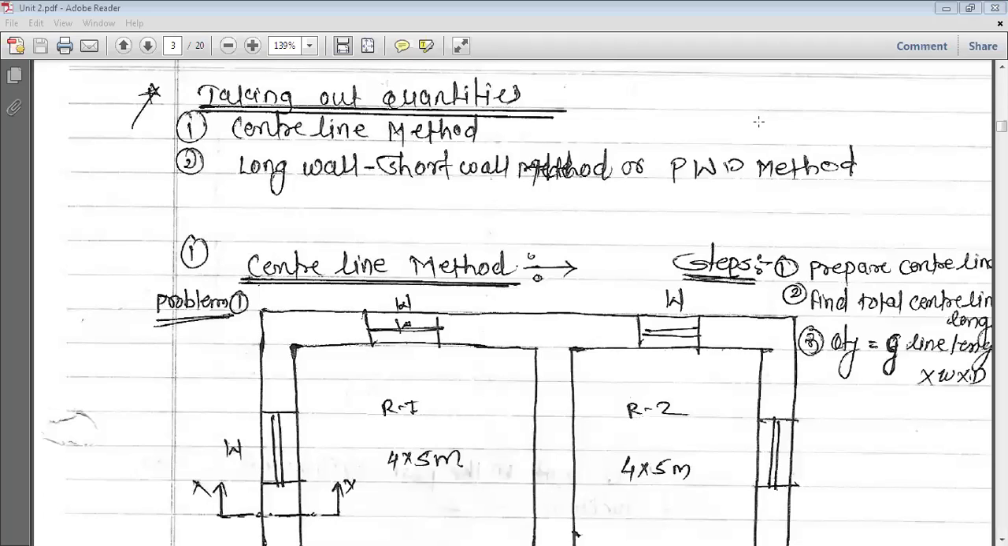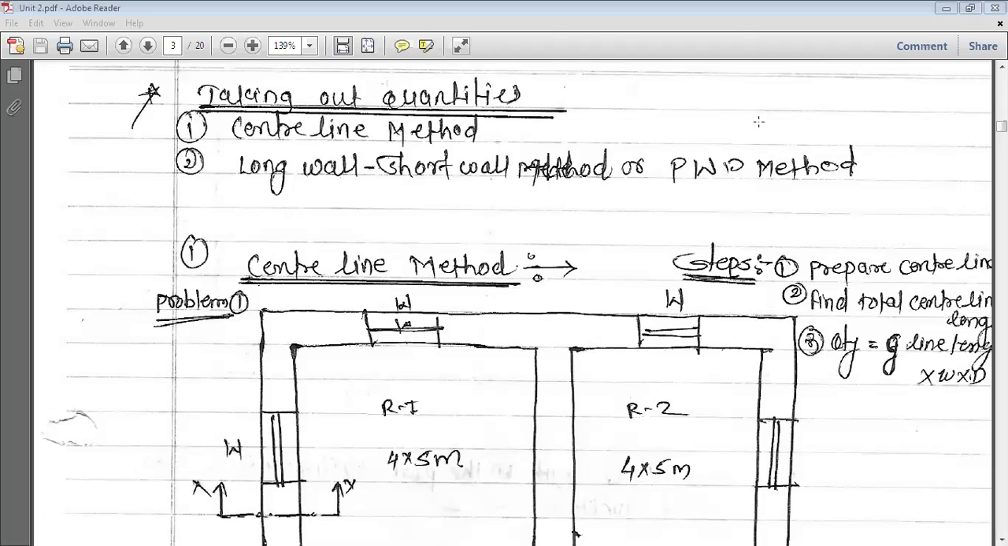Yes. So in the previous lecture, we started with the concept of taking out the quantities. We have started with our first method of taking out the quantity. What is that first method? We called it the center line method. What are the different steps that you need to carry out for determining the quantity by the center line method? We will just revise some part.